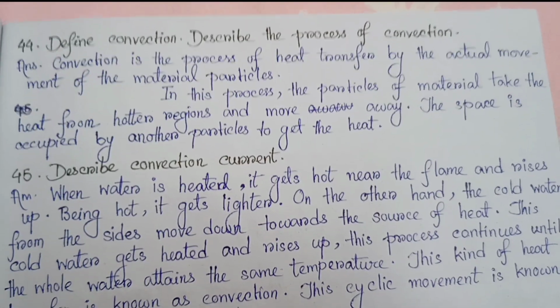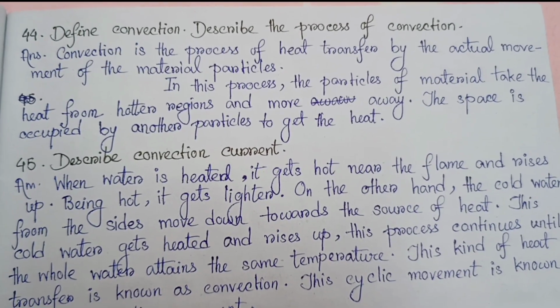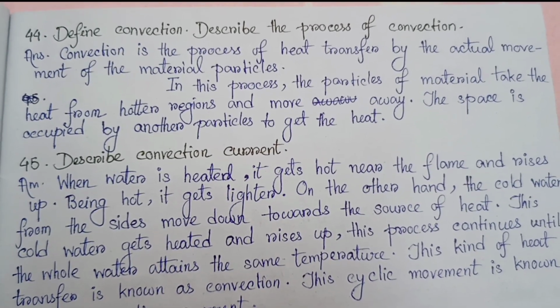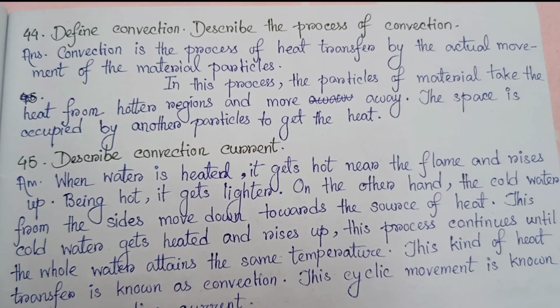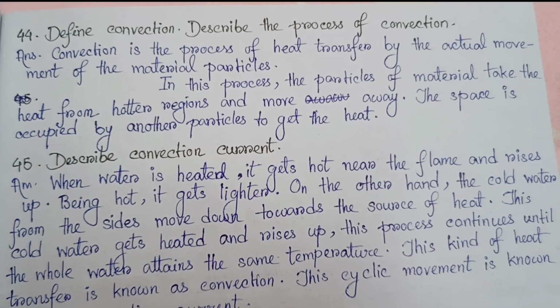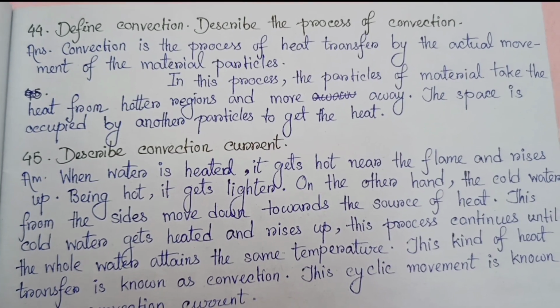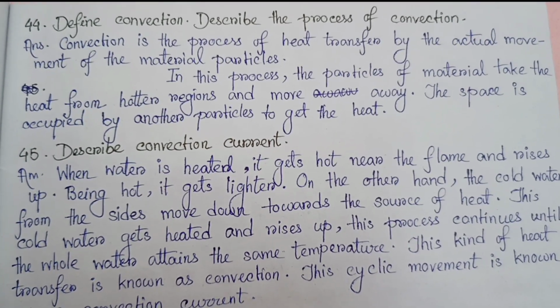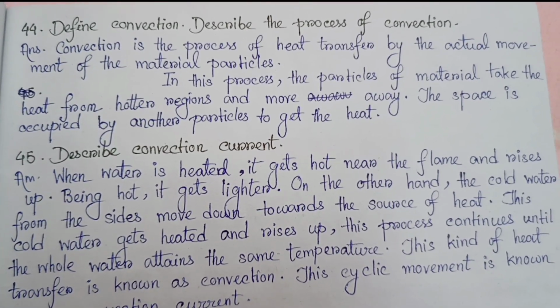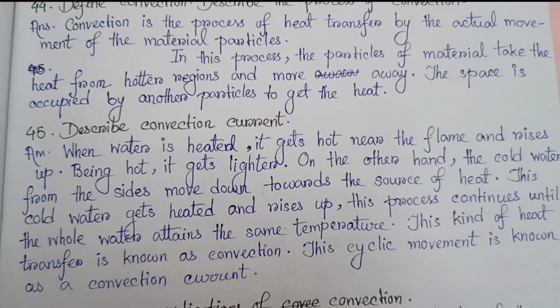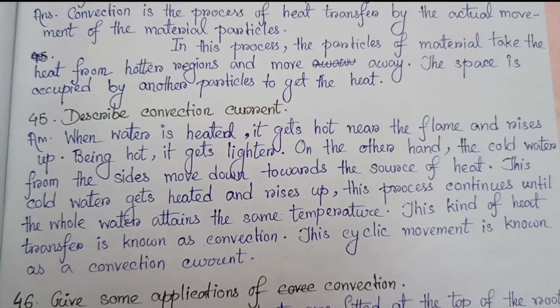Number 44. Define convection. Describe the process of convection. Convection is the process of heat transfer by the actual movement of the material particles. In this process, the particles of material take the heat from the hotter regions and move away. The space is occupied by other particles to get the heat.